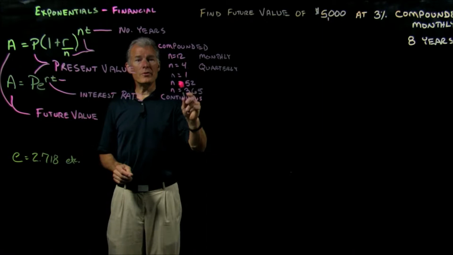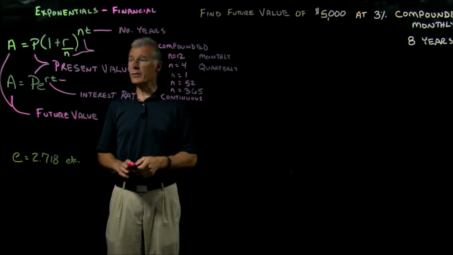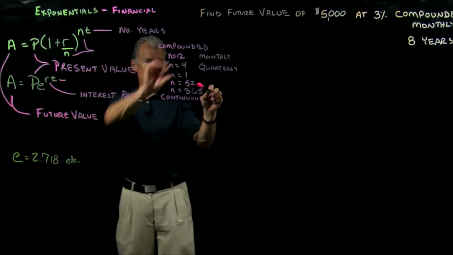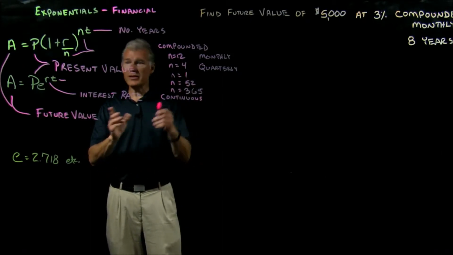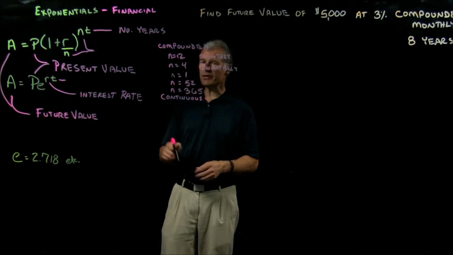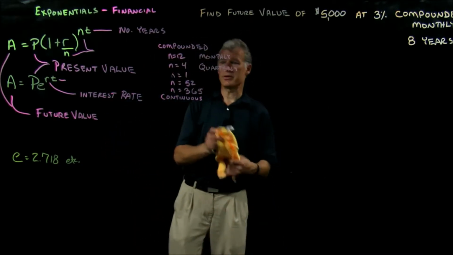The more times you compound, the more often you compound, the more interest you make. So continuously will be the most, and it kind of works their way down. I didn't put these in order. So if it's only compounded once a year, that's going to be the least amount of interest. All right, so now with that background, let me erase this part here and let's work a couple of example problems, okay?